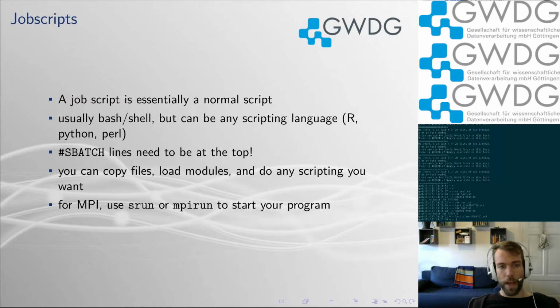Usually you use either bash or sh shell, but you can also use R or Python or Perl. As I already mentioned, the sbatch lines need to be at the top, otherwise they will not be evaluated. And the mean part is, Slurm won't tell you, because it stops reading the file as soon as it encounters the first non-comment line.